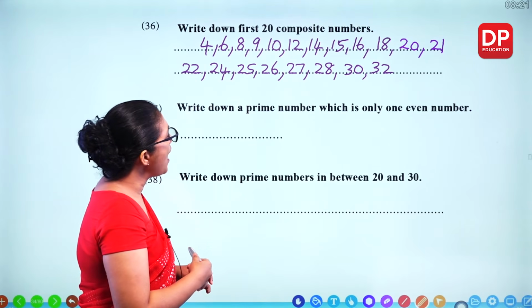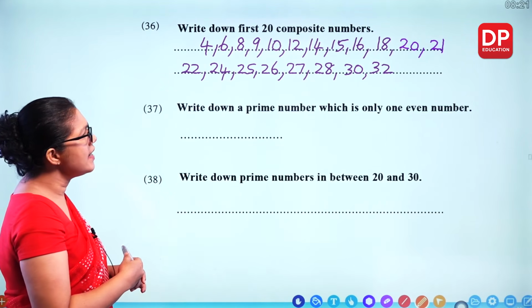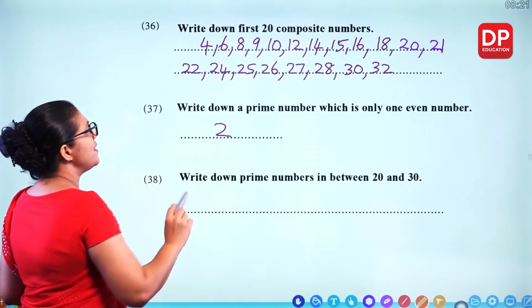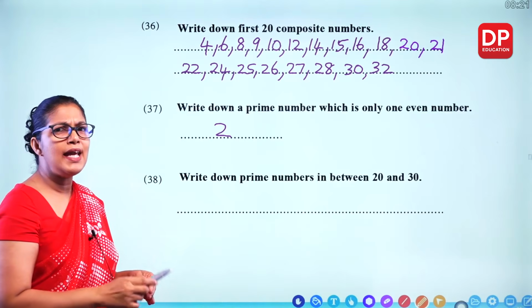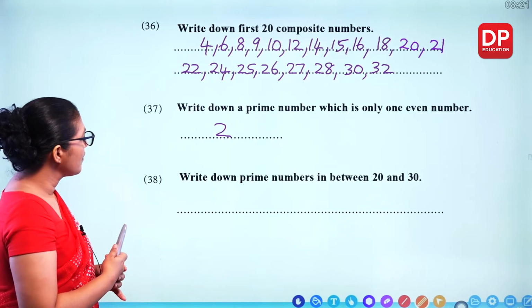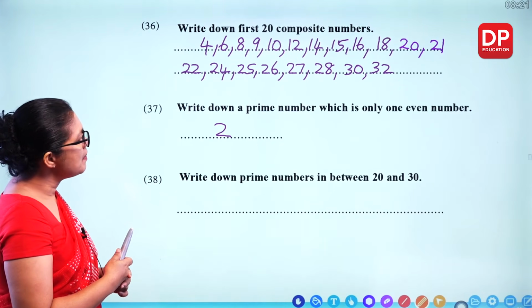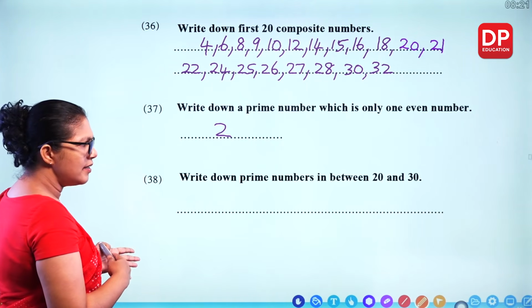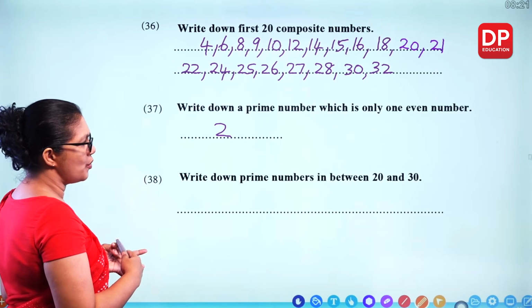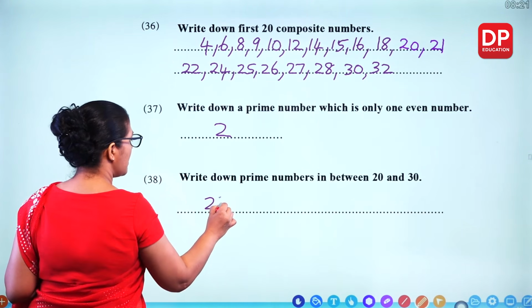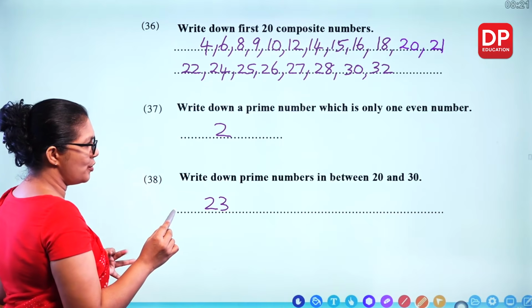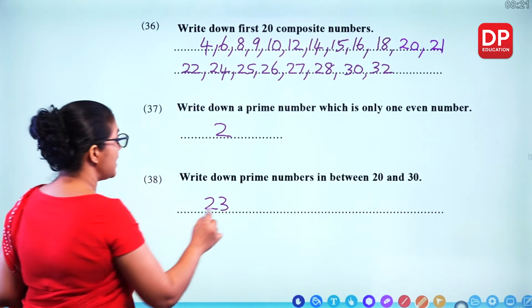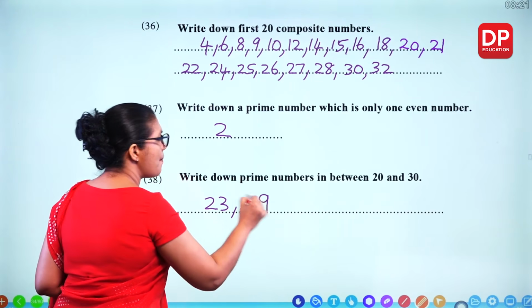Write down a prime number which is the only even number. That's only 2. 2 is prime. That's the only even prime number. Write down prime numbers in between 20 and 30. 21, no. 22, no. 23 is a prime number. 24, no. 25, no. 26, 27, 28, 29 is another prime number.